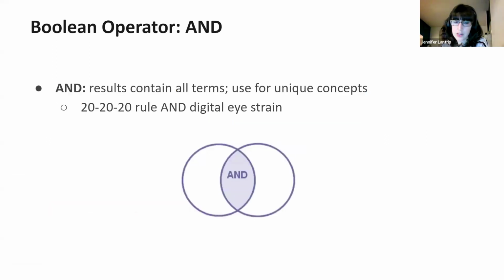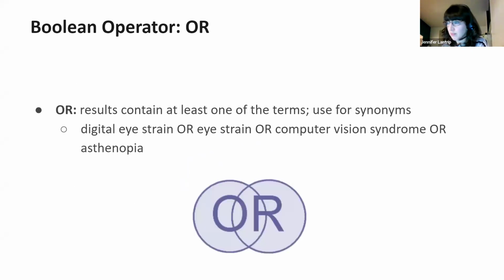Now let's learn how to connect our keywords and MeSH terms using Boolean operators AND, OR, and NOT. I recommend using only AND and OR. It's quite rare when using NOT would be really useful. You want to use AND to connect unique concepts. This brings you search results containing all of the search terms that you connected by AND. For example, the 20-20-20 rule and digital eye strain are unique concepts. If we want to find articles that are related to both the 20-20-20 rule and digital eye strain, then we would connect these two keywords with AND: 20-20-20 rule AND digital eye strain.